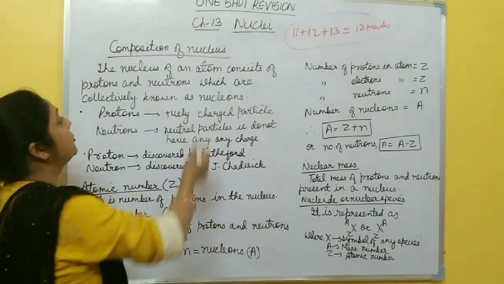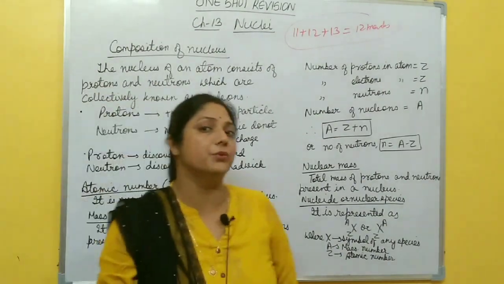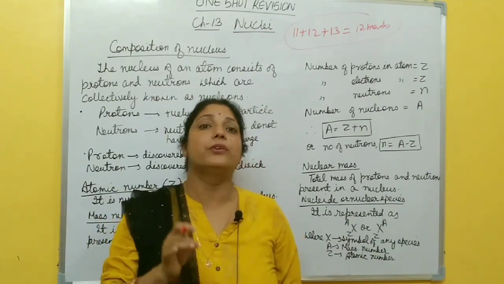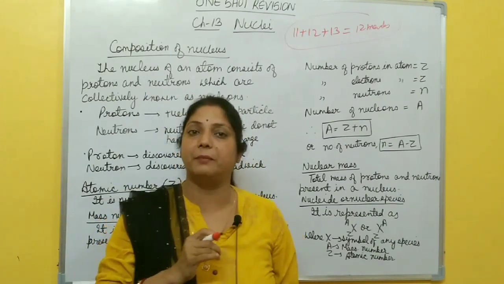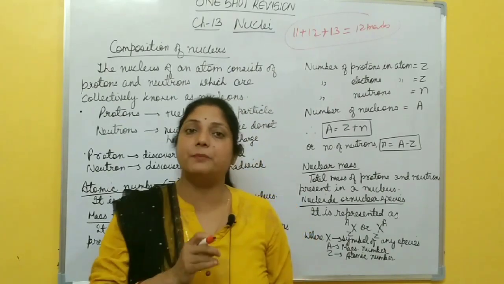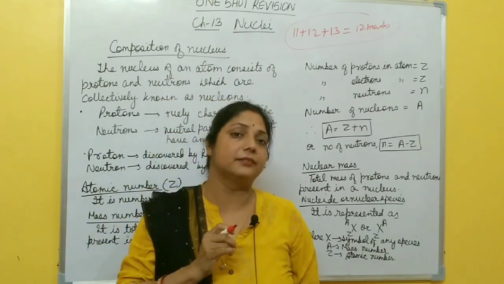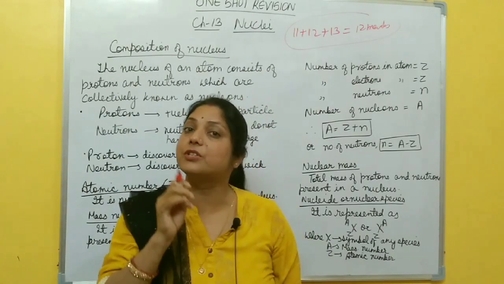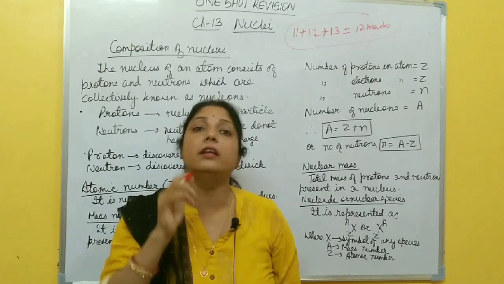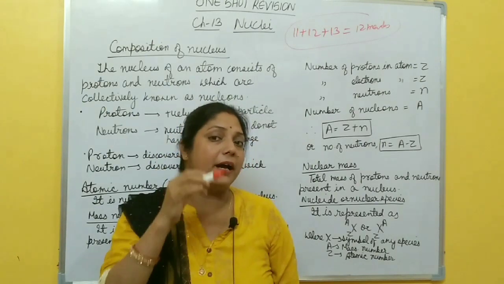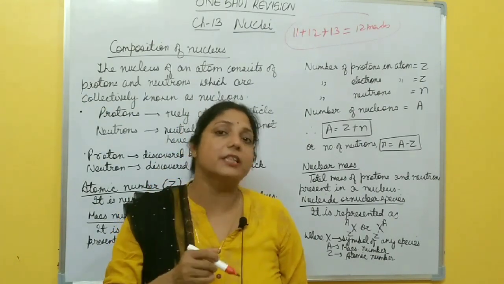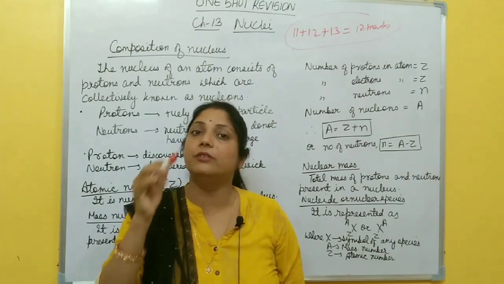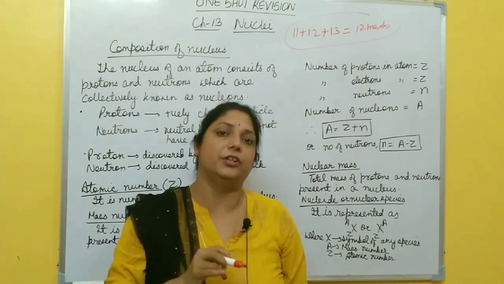First topic is composition of nucleus. What is a nucleus first? In the last chapter we discussed the Rutherford alpha scattering experiment, and in that experiment Rutherford observed that an atom consists of a central massive positive core, and that core is called the nucleus, surrounded by negatively charged electrons. Negatively charged electrons revolve around that positively charged nucleus.